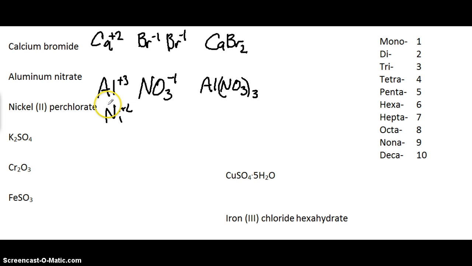Perchlorate I also discussed yesterday. Perchlorate is based on the chlorate ion. Chlorate is ClO3, that's the most common ion, but I don't have chlorate here, I have perchlorate. So what this is, is not ClO3, but ClO4 with a -1 charge.